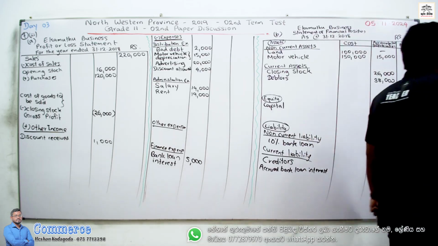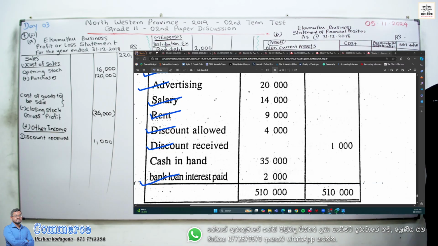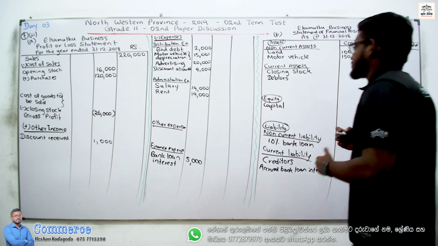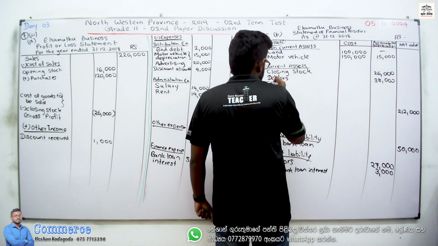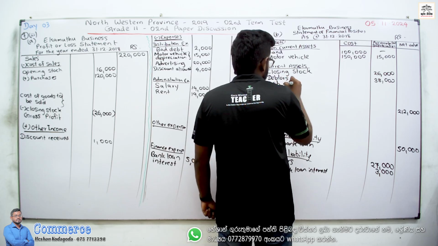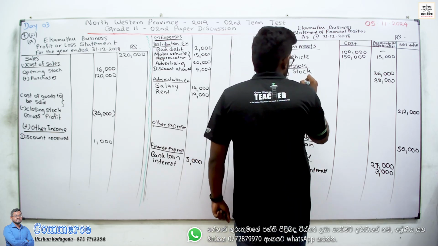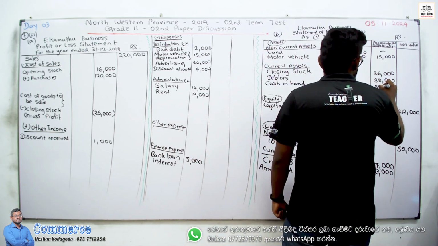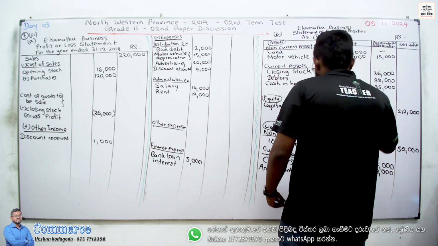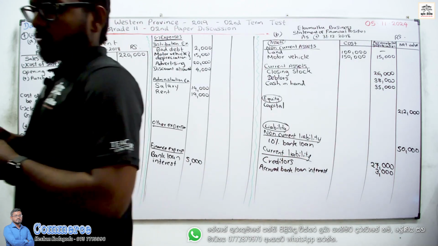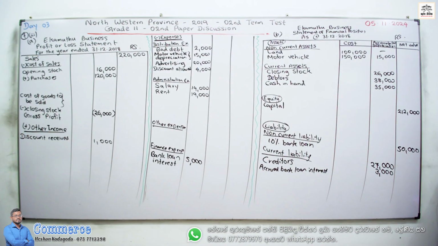Final thing, cash in hand 35,000. It is a current asset. Cash in hand 35,000 is a current asset, right? Cool. Now let's balance this.